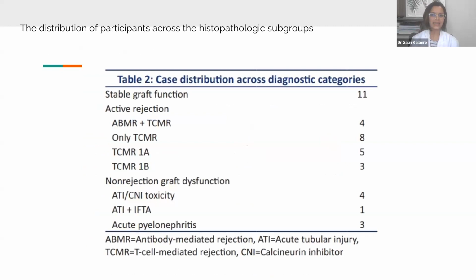Now, how was the case distribution among the diagnostic criteria? Patients with stable graft function were 11. Patients with active rejection were 4 in both ABMR and T-cell mediated rejection, and only T-cell mediated rejection were 8. So there were a total of 12 patients with active rejection, and the rest, 8, were with non-rejection graft dysfunction, which were acute pyelonephritis, CNI toxicity, or acute tubular injury with IFTA.